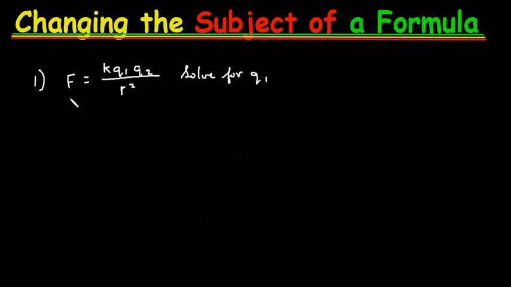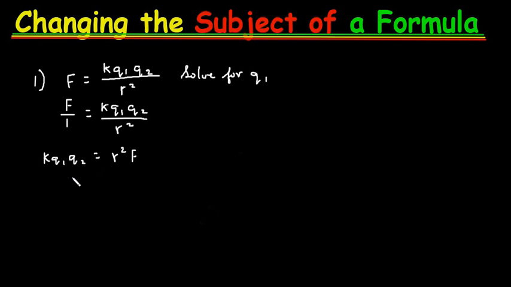So on the left side we will rewrite F as F divided by 1, which is the same as F, and on the right side we have kq1q2 divided by r squared. Now when we have this, we will cross multiply. kq1q2 multiplied by 1 will give us kq1q2 is equal to, and we multiply F by r squared, and this will give us r squared F.